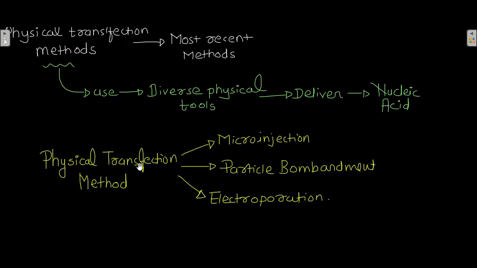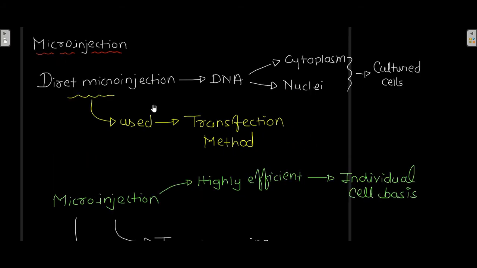The physical transfection methods include microinjection, particle bombardment, and electroporation. By using microinjection, particle bombardment, or electroporation, when you deliver the DNA into an animal cell, that is known as physical transfection. Now let's see what microinjection is.